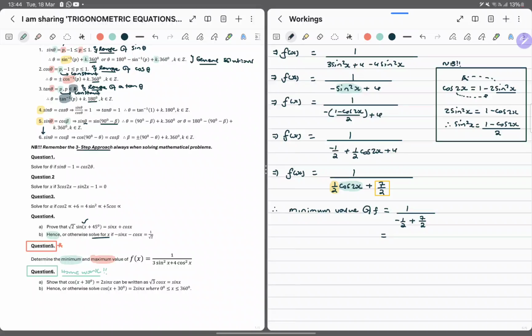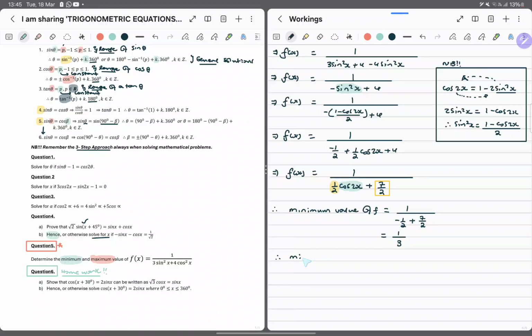So let's get that one. We can just do it on the calculator to avoid unnecessary strain. Minus a half plus 7/2. So I'm getting a third. All right, so that's the minimum value.